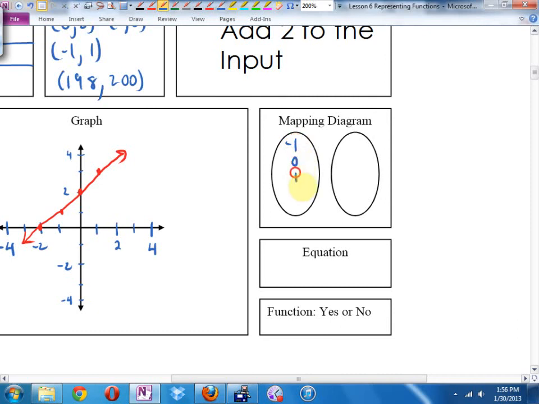Mapping diagram. -1, 0, 1, 198. -1 went with what? 1. 0 went with 2. 1 went with 3. 198 went with 200. And we would show that these mapped like that. Equation. And that is a function.